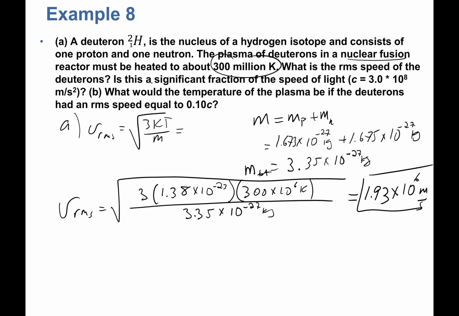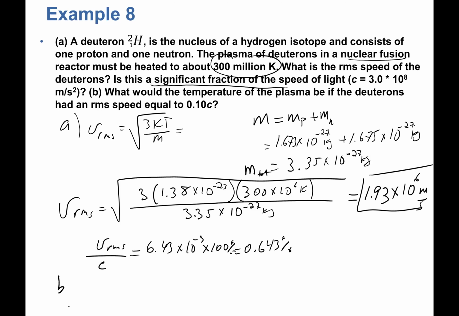Then the question is, is this a significant fraction of the speed of light? Well, let's calculate that. This will be VRMS over the speed of light, and what we'll get here is 6.43 times 10 to the negative 3. If I multiply this by 100, which is 10 to the 2, we get 0.643. That means it's less than 1% of the speed of light. So definitely not significant at all.